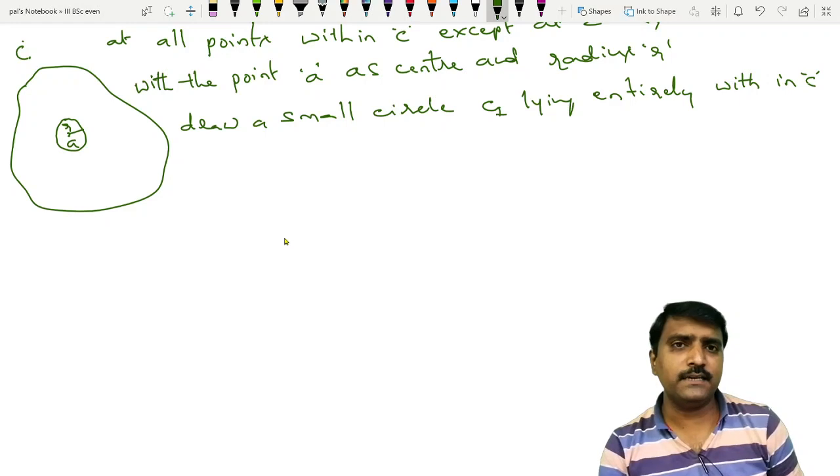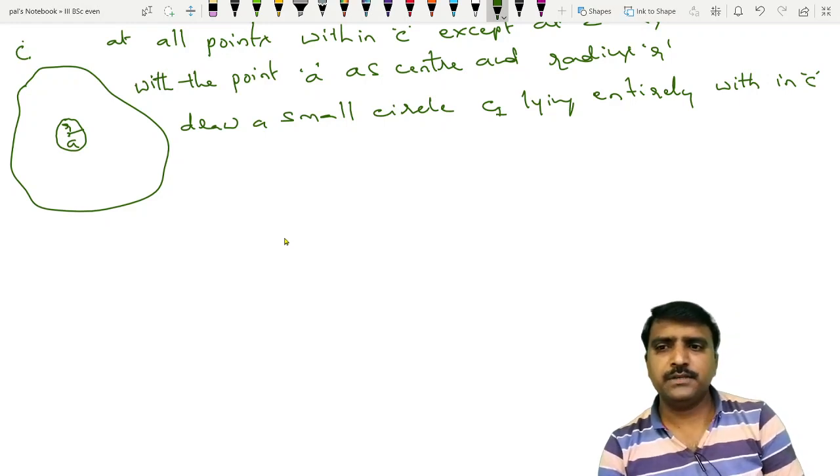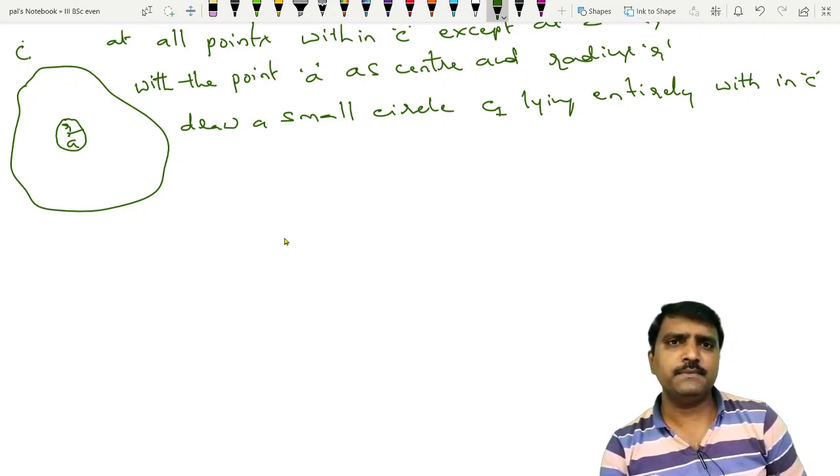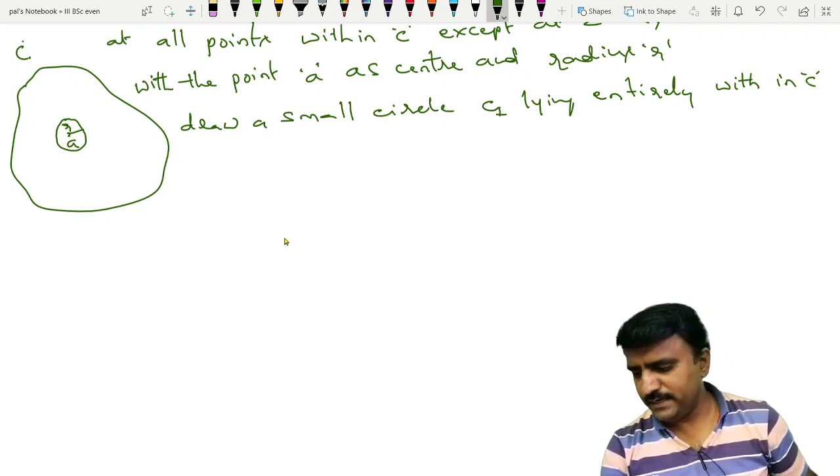Here we can use the consequence of Cauchy's theorem. What that second consequence is: if C1 and C2 are two closed contours, and C2 lies entirely inside C1, and in that region f of z is analytic, then integration of f of z over C1 is the same as integration of f of z over C2. The same thing we can write here.